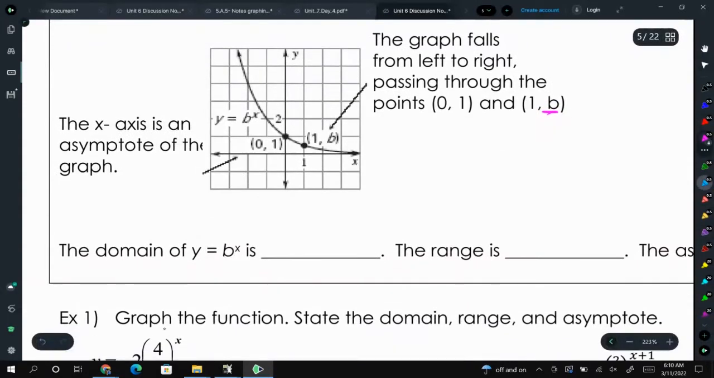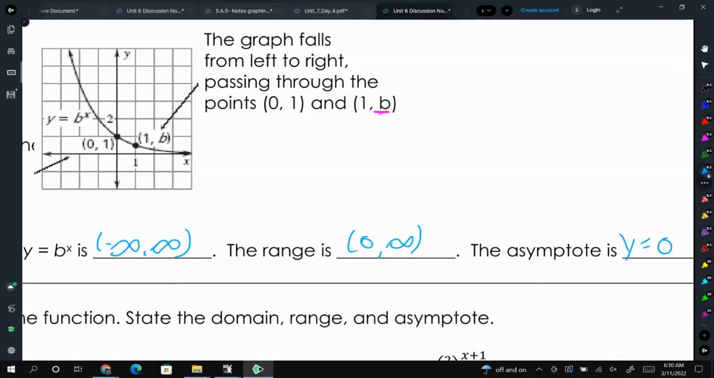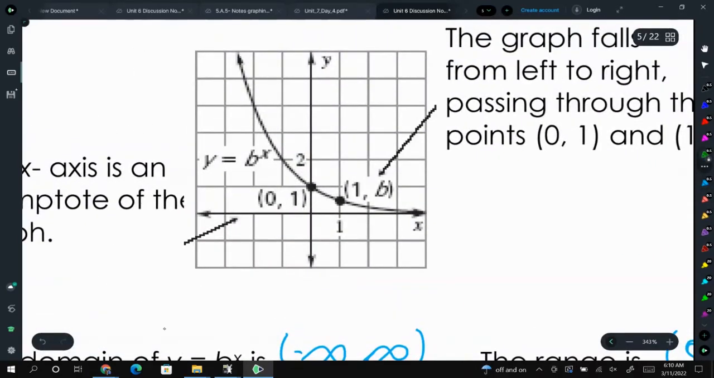The domain, though, is still -infinity, infinity, and the range is still 0, infinity, and the asymptote is at y equals 0. Now, just like with the other graphs, if we have a shift up or down, that will change the range and the asymptote. If you look at the graph, exponential growth functions tend to do this.